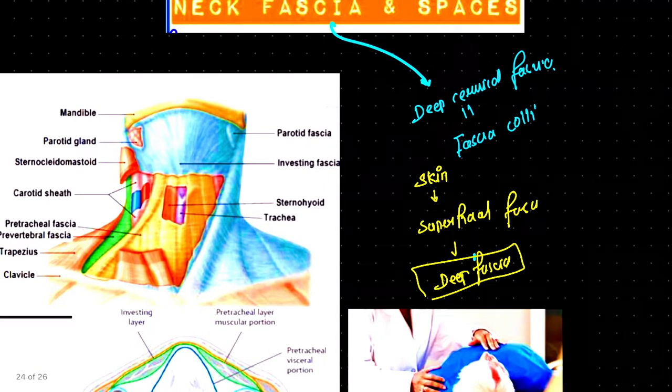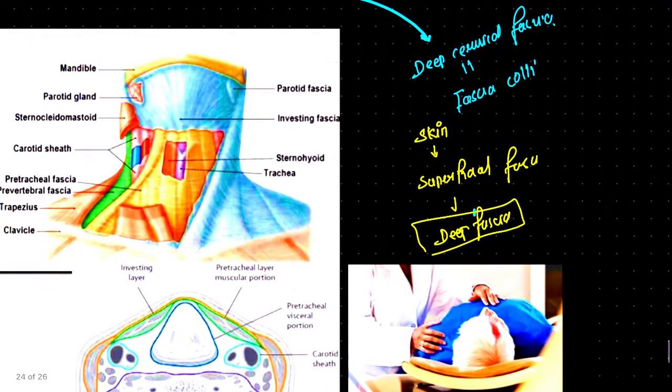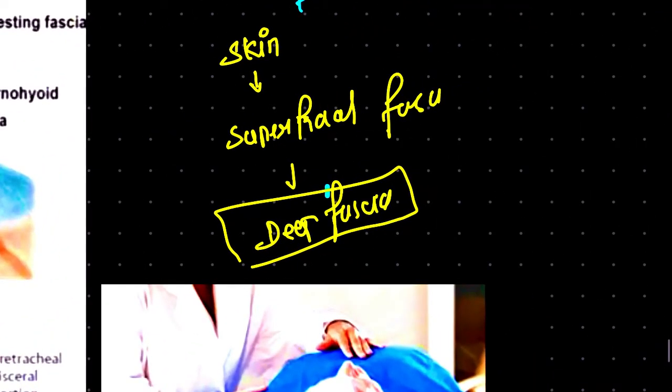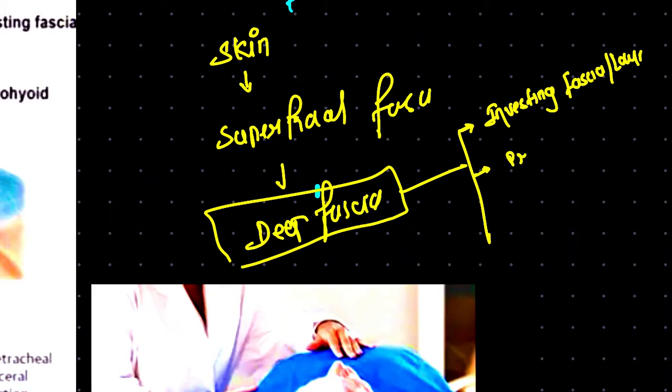Now the deep cervical fascia, or the deep fascia of the neck, consists of how many layers? It consists of 3 layers. The first one is the investing layer or fascia, which is the most superficial one. Another one is our pre-tracheal layer. From the name, pre-tracheal means in front of the trachea. And we have the pre-vertebral fascia.